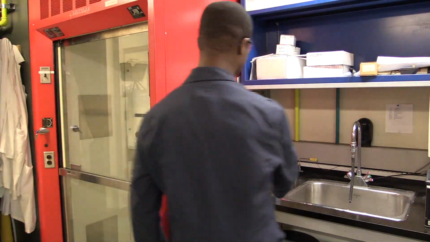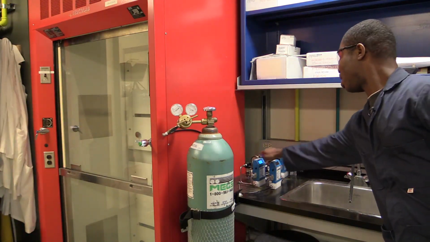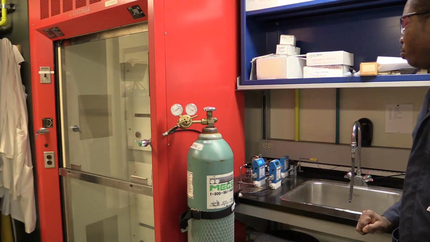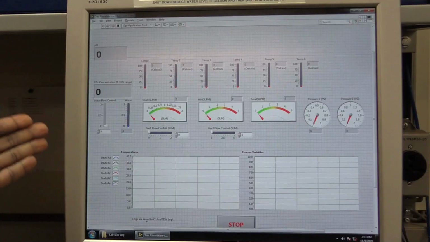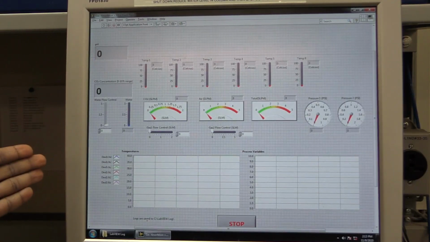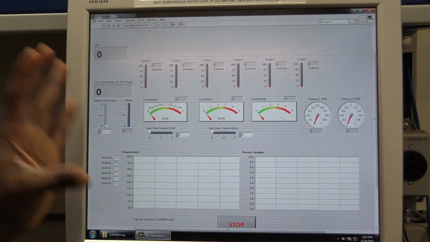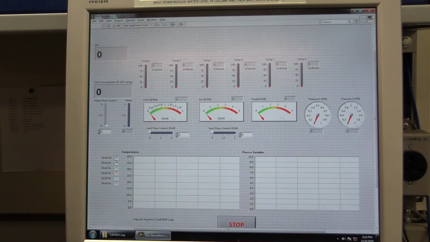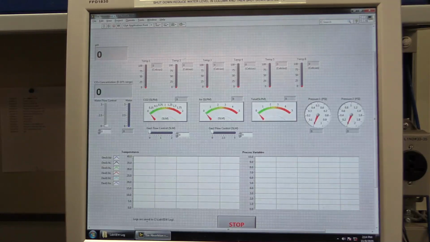So the CO2 gets mixed with the air, and these are the mass flow meters that help capture the amount of CO2 that goes into the system. This is the LabVIEW interface that captures all the different parameters that are involved in this CO2 gas absorption lab. You have the temperature readings that give the temperature of the different streams at different points in the column or in the line.